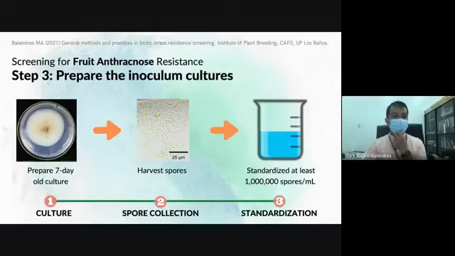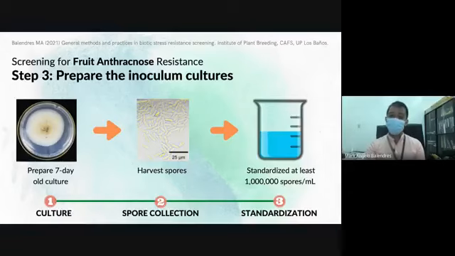And so now we will prepare your inoculum. For fungi, you need to prepare a 7-day-old culture. You harvest the spores if you have spores. If you don't have any spores, then you use the mycelial plug, a 5-millimeter plug that will be used for inoculation. And then you standardize the inoculum.